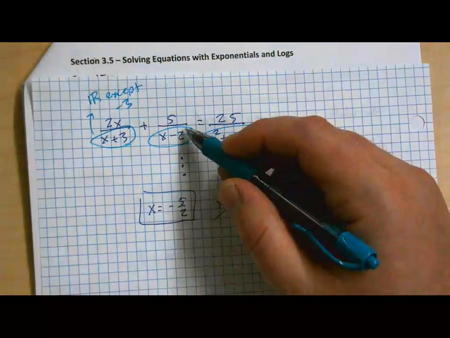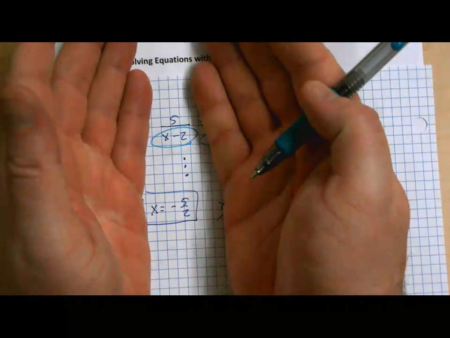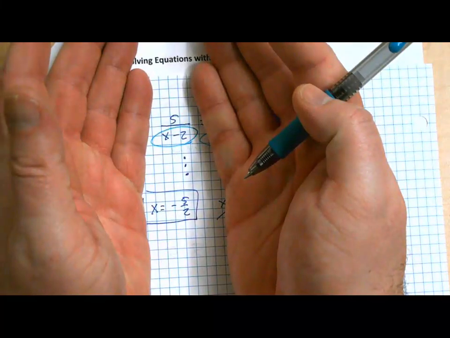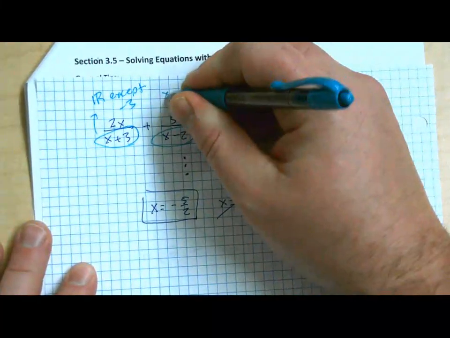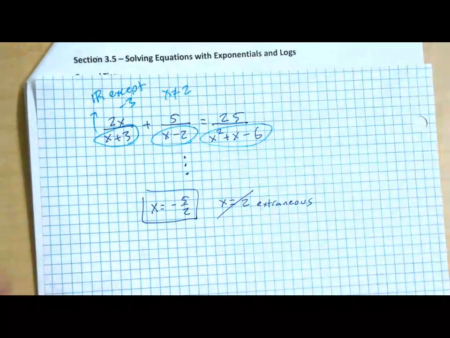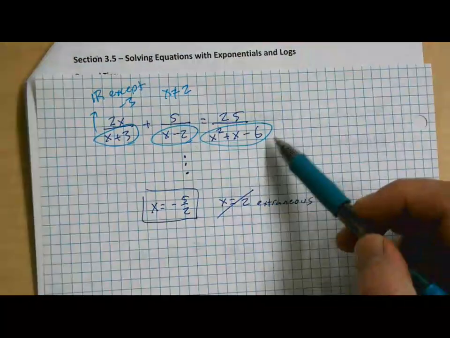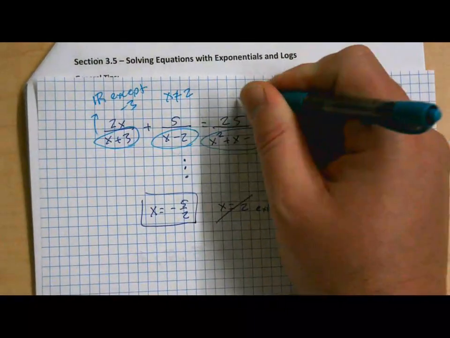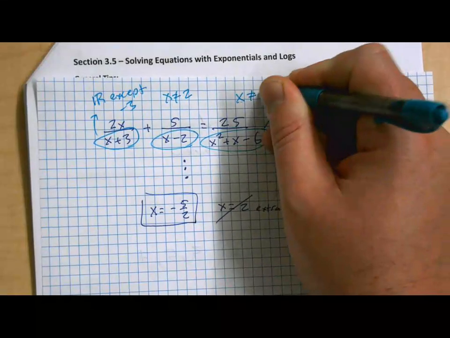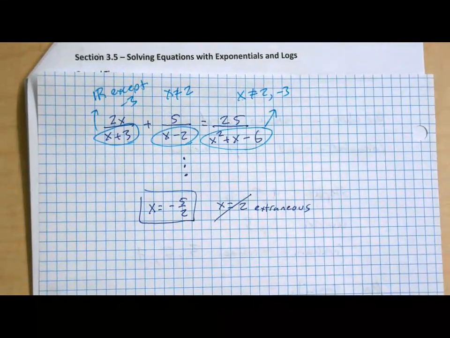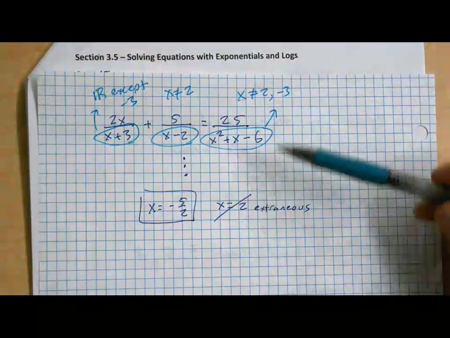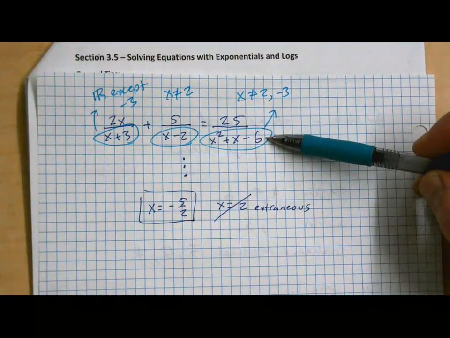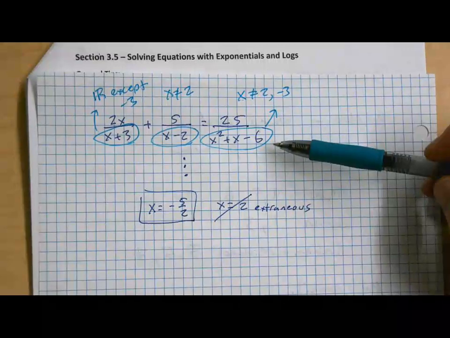What's the domain of this piece? If I were to say, what's the domain of this function? Everything except x cannot equal 2. And what's the domain of this? Well, I'll tell you, it factors into these two factors. So the domain of this ends up being everything except x can't equal 2 or -3. So that's why we had to throw it out, because it didn't fit into the domain of the parts of the original equation. Okay, you guys remember that?